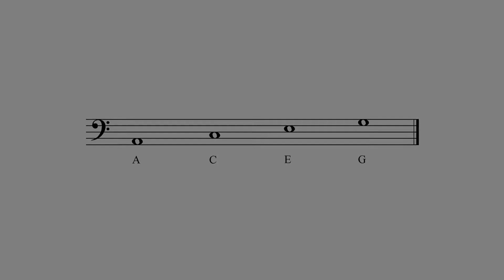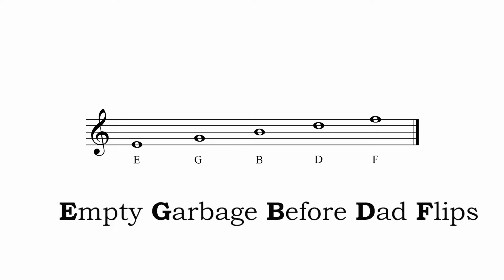The treble clef looks like a fancy G. The spiral circles around the second line, which is the note G. The other notes on the lines are E, G, B, D, and F. You can also use a phrase for this one: empty garbage before Dad flips.